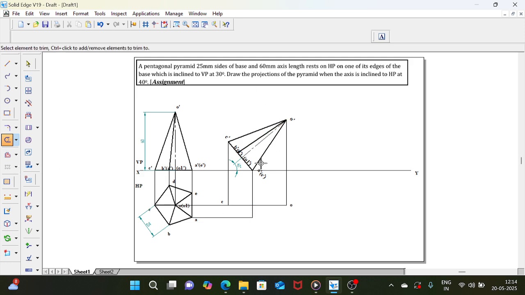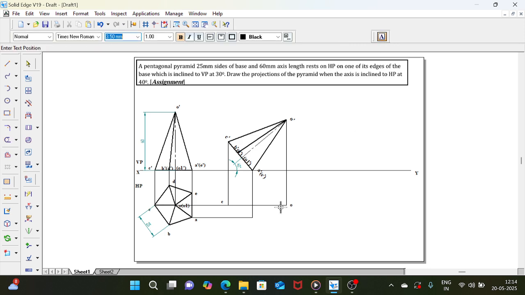So when you see from the top, AE is the resting edge. The resting edge is not visible from the top. That's why you keep this in bracket. Whether it is a resting edge or resting corner, better you keep it in bracket A.